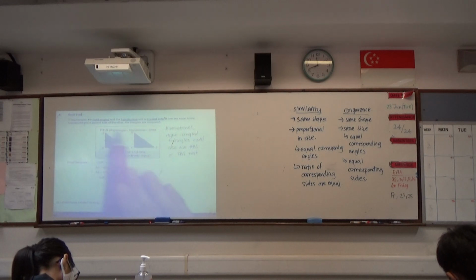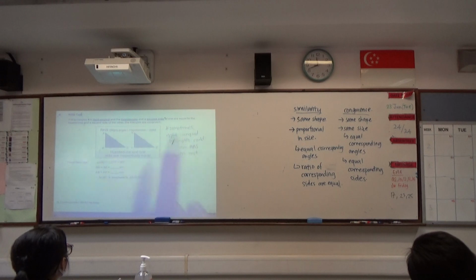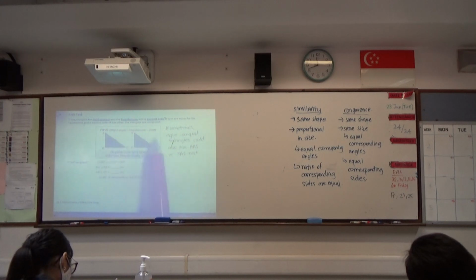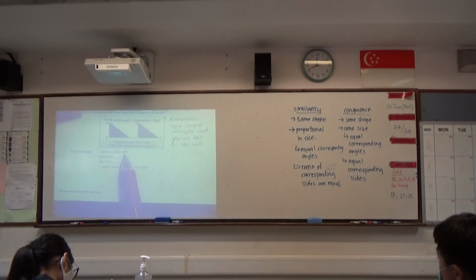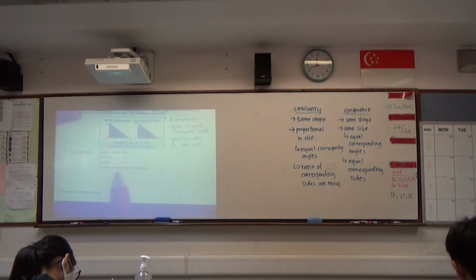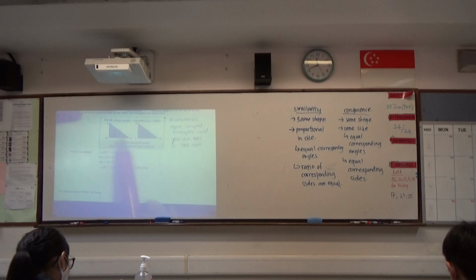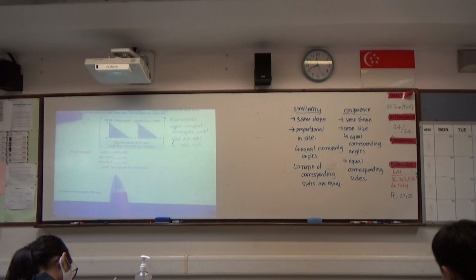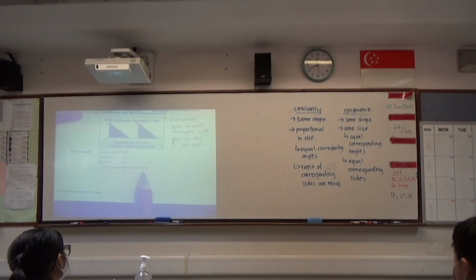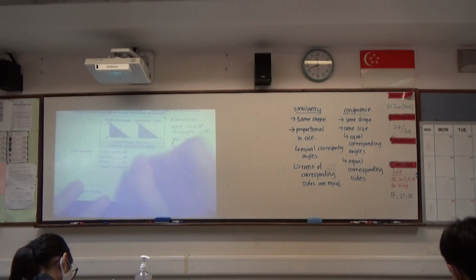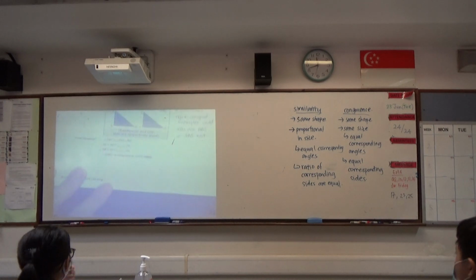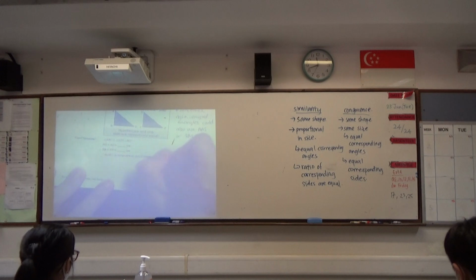So RHS: right angle, hypotenuse, and side, in order to prove that they are actually congruent. So right angle 90 degrees, then the two other sides. There are no conditions for the other two sides, as long as one of them is a hypotenuse. Oh sorry, I realized there's a typo here. This one is RHS.